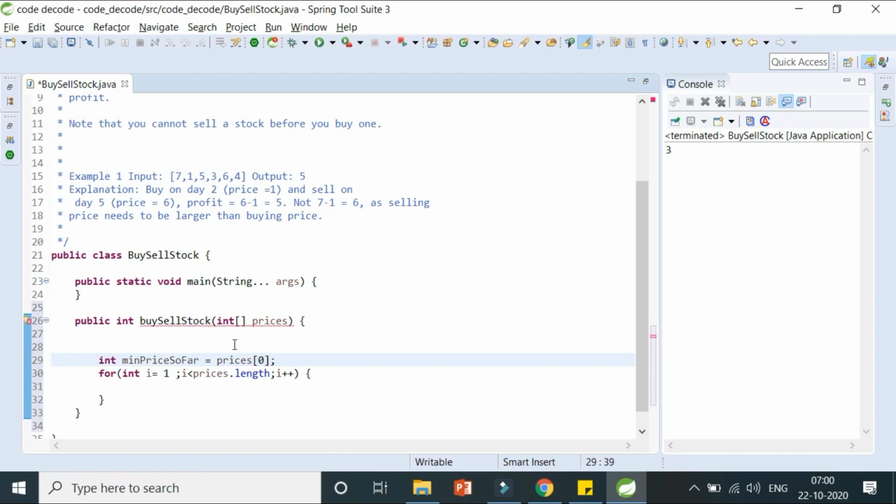Okay, so basically this is the reason why I am iterating the loop from the first index, not from the 0th index. Okay, I hope this point is clear. If this point is not clear, please let me know in the comment section.